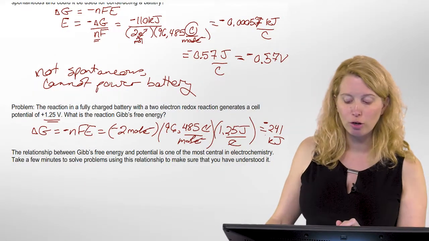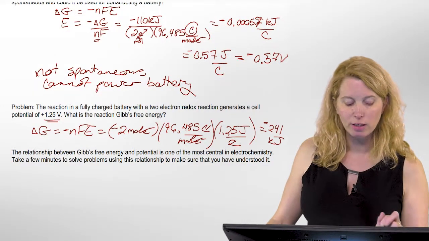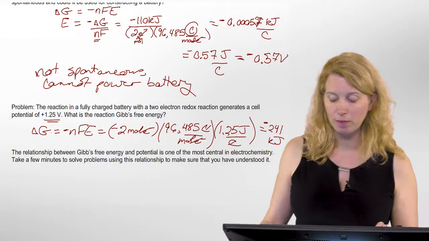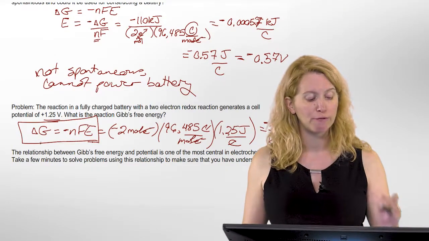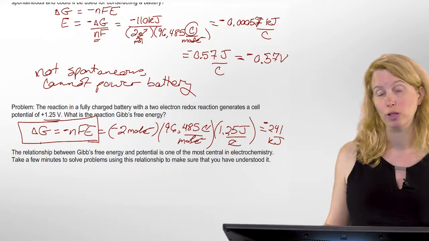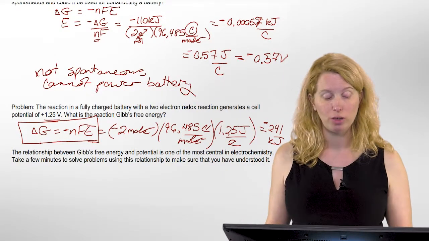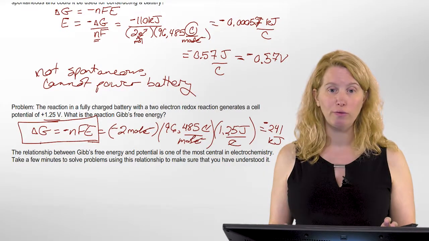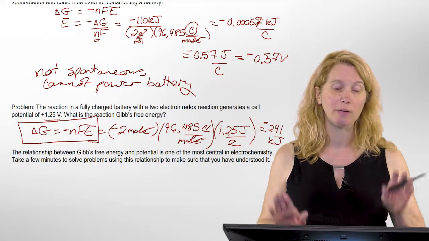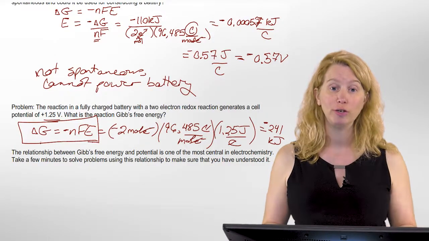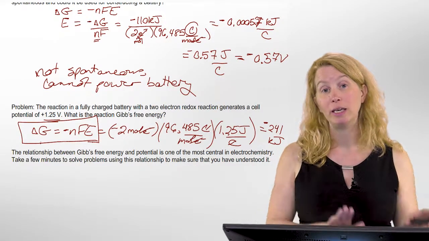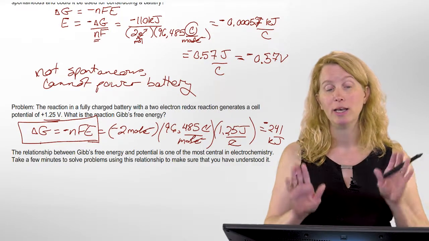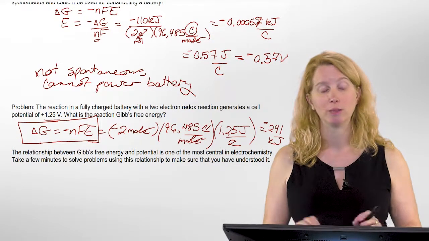So you can see we can go directly from a potential difference to a free energy. This relationship, this connection between potential and free energy is one of the most central in understanding redox chemistry. So use it to solve a few problems before you go on to the next lesson. Make sure you understand it. Make sure you're understanding potential as a driving force. Make sure you're understanding that Gibbs free energy defines the maximum work that a system can perform.